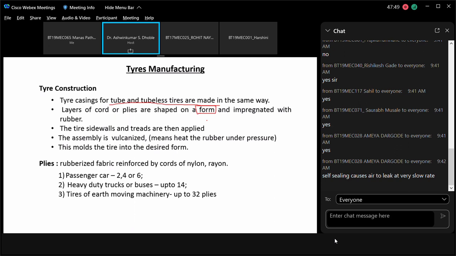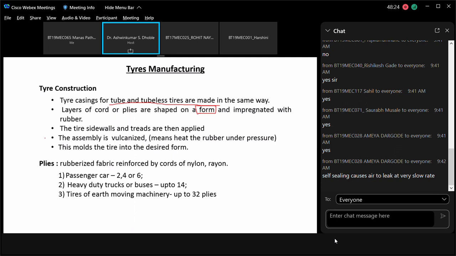The tire side walls and treads are then applied. So on top of this, if you put the plies, then impregnate it with the rubber, then you attach the side walls and treads on that, and the total assembly you heat under pressure, and that is called vulcanization. So vulcanization of the rubber you might have studied in chemistry. It means heat the rubber under pressure, and this molds the tire into a desired form. So then the tire takes the desired form.